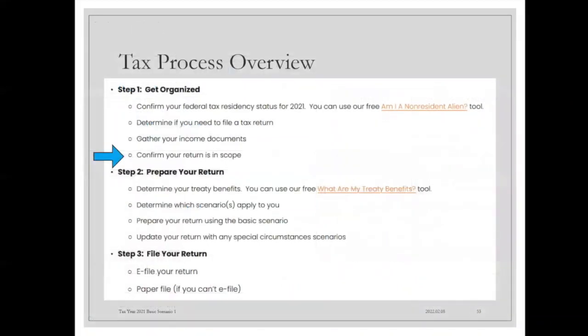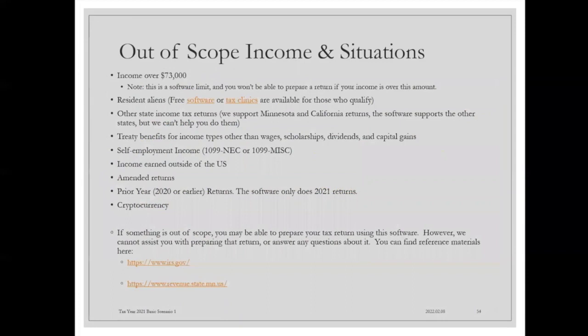So she next needs to confirm that her return is in scope. And this is our statement of scope. And so we would look through this list to make sure none of these apply. She's definitely not over the income limit, not a resident, only was in Minnesota, doesn't have anything else in here, no prior year returns, no cryptocurrency, nothing like that. So Lisa is in scope for us. So she is going to be able to prepare a return with us.